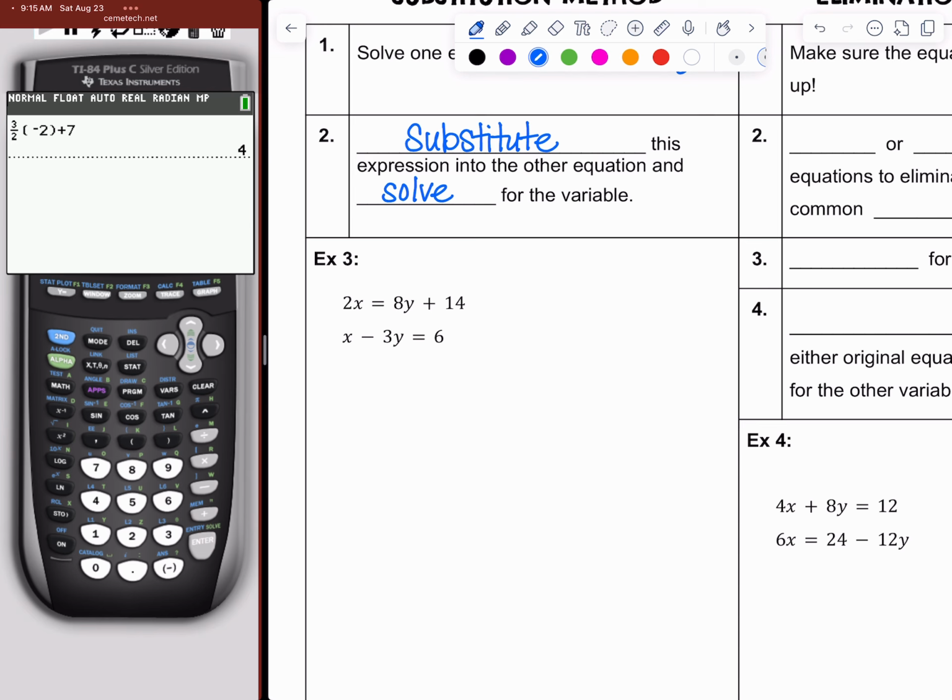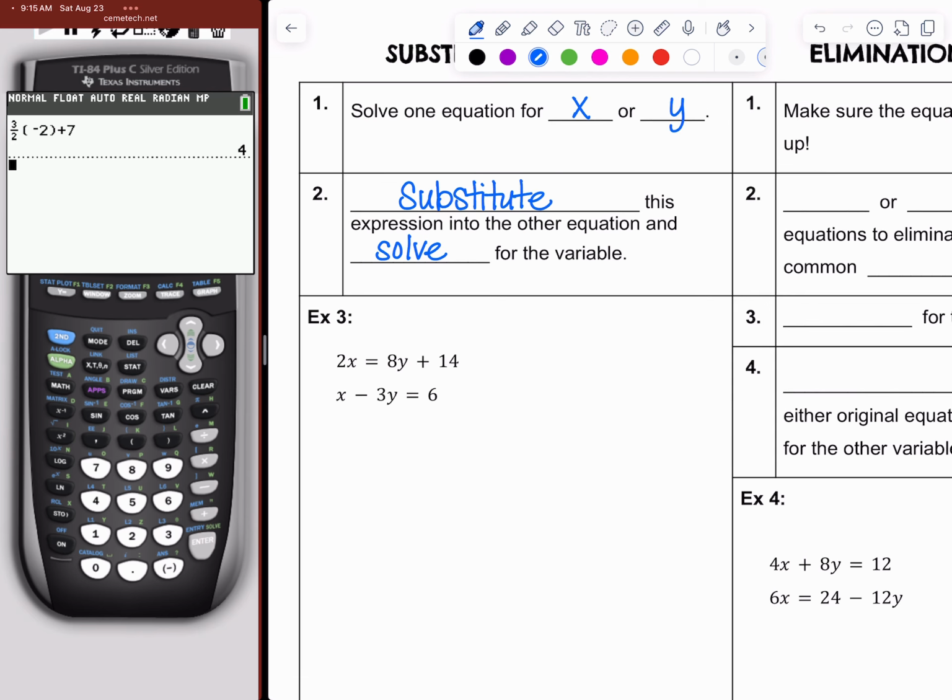I want to solve either one of these equations for x or y. It does not matter whether you start with the top equation or start with the bottom. If I look at the top equation, it says 2x is equal to 8y plus 14. So what I'm going to do is divide everything by 2. If I do that, I will get x is equal to 4y plus 7, because I divided everything by 2.